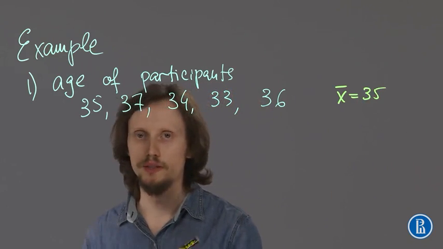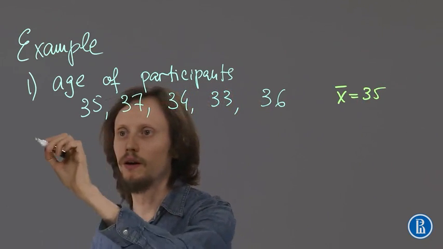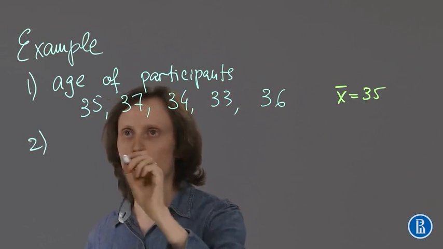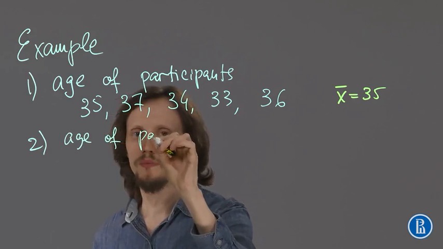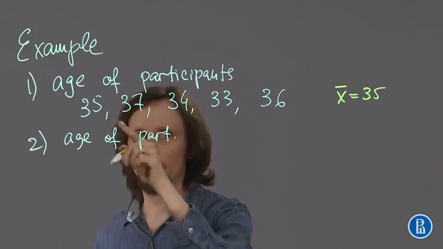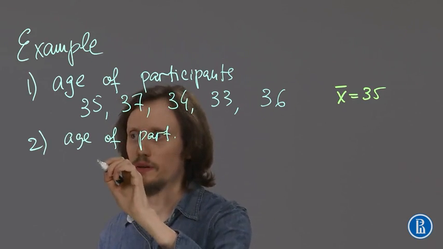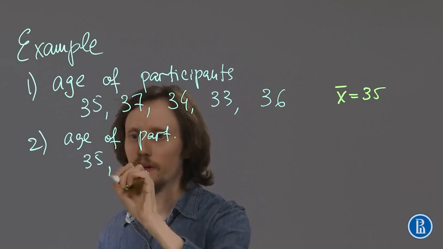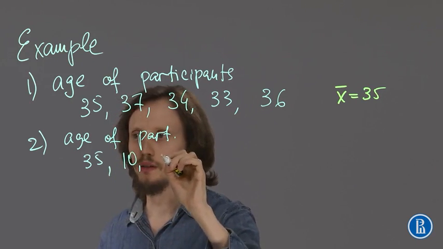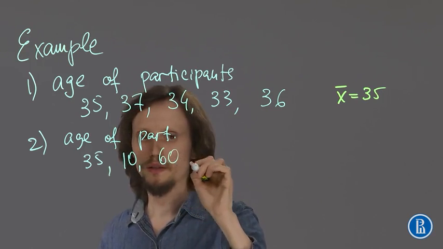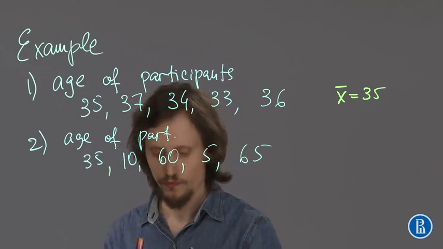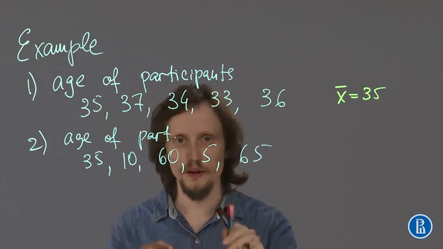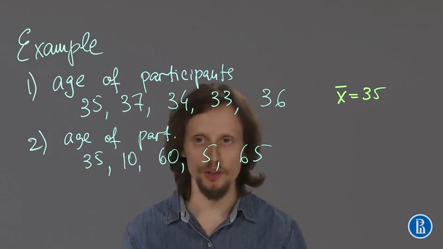Now let us consider a second study. And again we have age of participants. And these ages are the following: 35, 10, 65, 65. You can again find the average of these numbers. What is the answer?